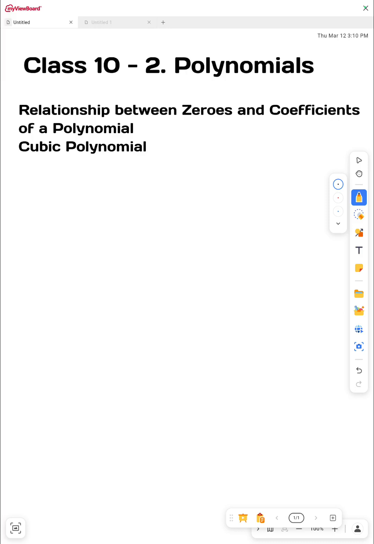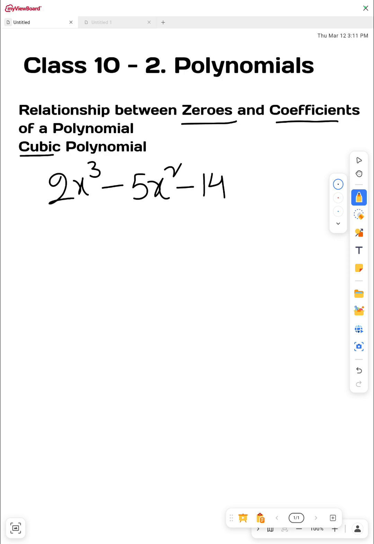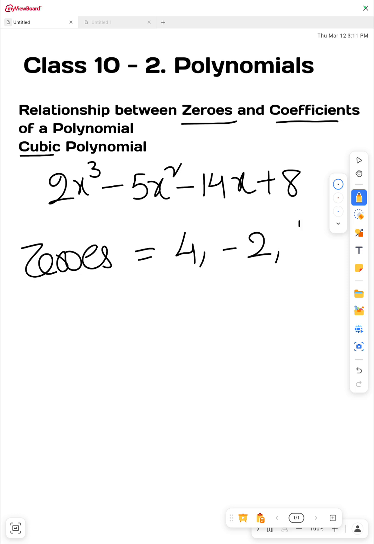In this video, we will discuss the relationship between zeros and coefficients of a cubic polynomial. I will tell you with an example. So, I will take the cubic polynomial 2x cube minus 5x square minus 14x plus 8. And the zeros are, it is a cubic polynomial, so it has 3 zeros. What are they? 4, minus 2 and 1 by 2.